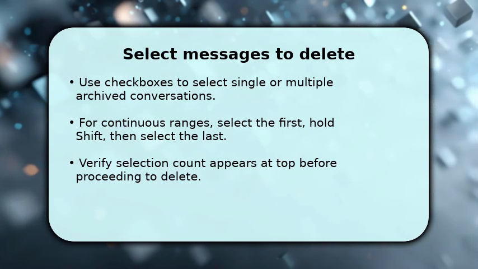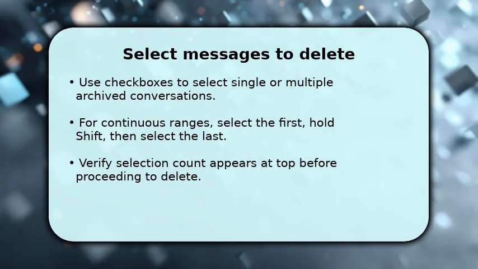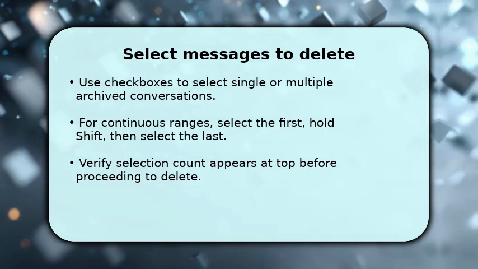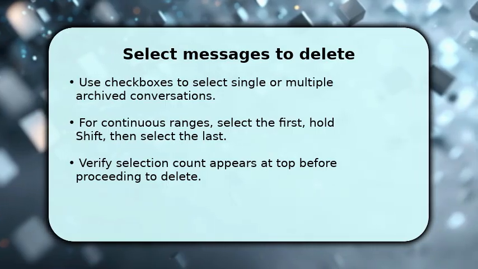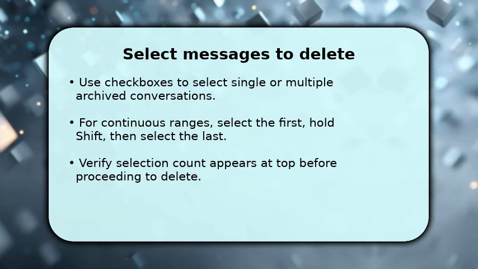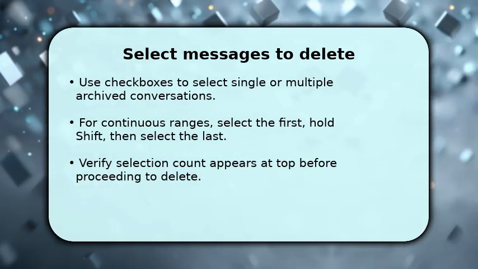You now select the archived messages you want to delete. Click the checkbox at left for each conversation, and if you have a continuous range, click the first, hold Shift, and click the last to batch select. Once selected, confirm the count shown at the top so you know exactly how many will be affected. Then click the trash icon to move them to trash.